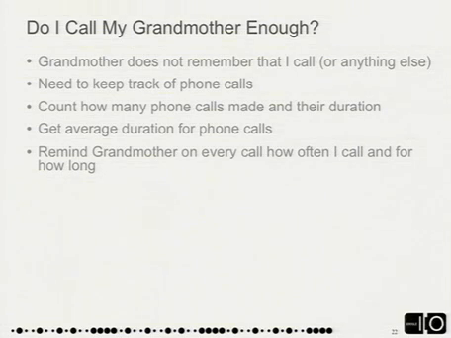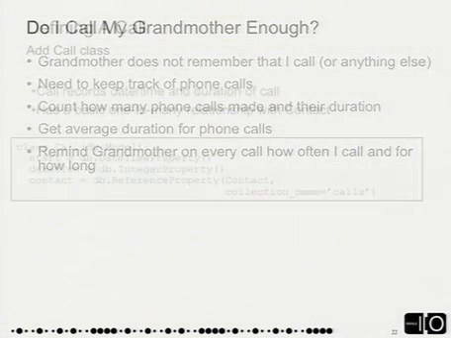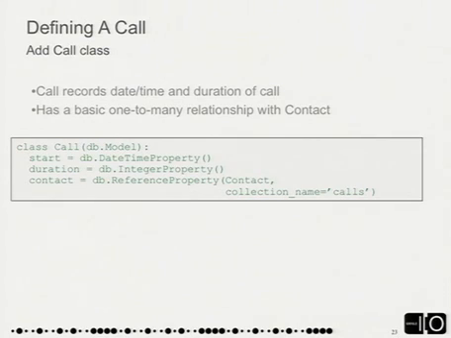So the first thing we want to do is define what our call object is going to be, the object that we're going to collect information about, right? So the first thing we want to do is record the date of the call and the duration of a call. As we already went over, this is going to have a basic one-to-many relationship with contact, which you should be familiar with by now. We're going to create a virtual property on contact called calls, so it's very easy to access the calls of that contact. And then we need to figure out how to do averages and totals.